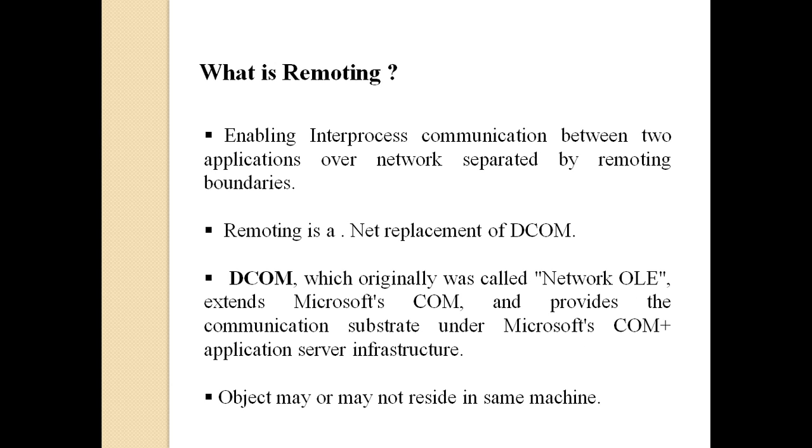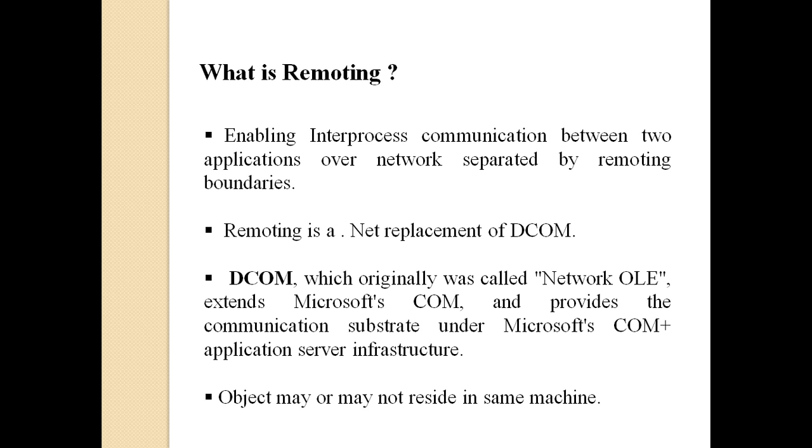Remoting is simply an inter-process communication which occurs between two application domains which are separated by a network, and it is independent of the remoting boundaries. Actually, this happens in the .NET framework, only with the help of the common language runtime, and this makes remoting possible. And to add on, remoting is the .NET replacement of DCOM.